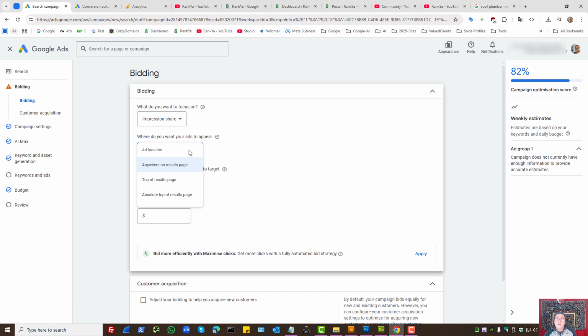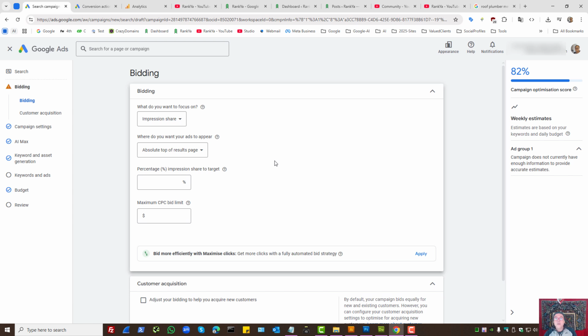So, impression share advertising as a bidding strategy gives you that option to say, you know what, anywhere on the results page is okay. We may be more aggressive as to say, you know what, absolute top of results page. So show my ads above others.